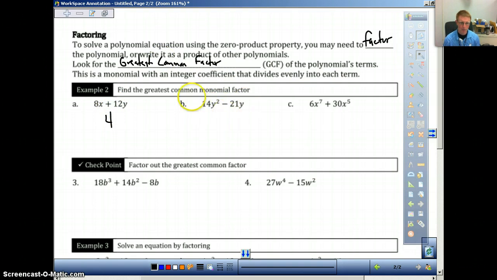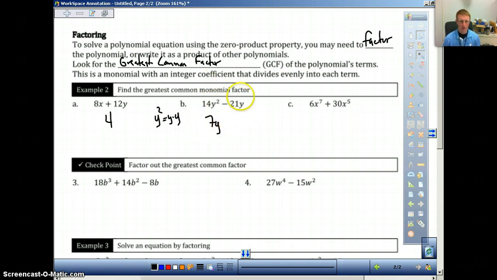Okay, we're looking at b. Well, now we have a problem because now our y's are similar. We have the same letter, same variable. We also have numbers that are common. The greatest number that goes into both of these numbers, 7 goes into 14 and 7 goes into 21. So part of our common factor is going to be 7. But also we need to realize that y squared factors into y times y. So therefore, y is going to be our greatest common factor.